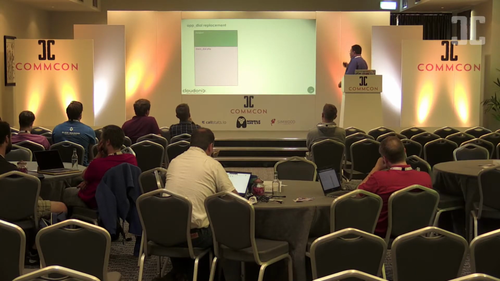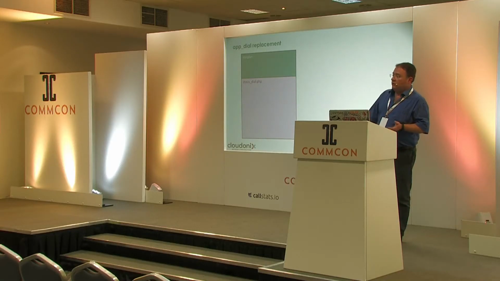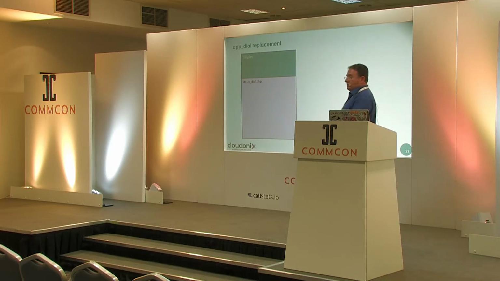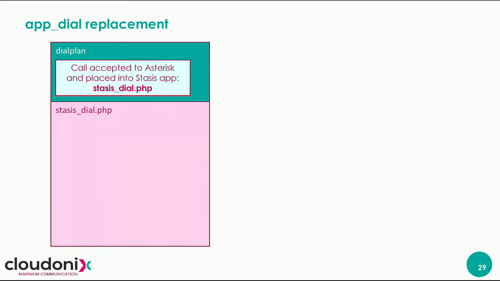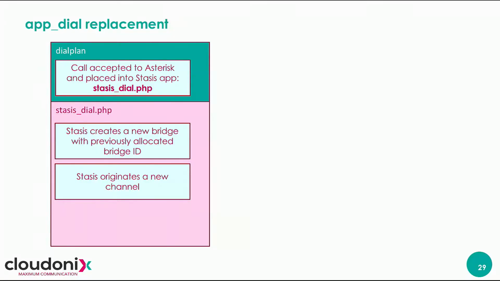The Stasis application that I challenge you to write is an app dial replacement. By the way, if you're going to do this, make sure you can handle multiple concurrent dials at the same time. So, a call should be accepted into Asterisk and connect to your Stasis app. Stasis will create a new bridge. This is how it's supposed to work. We'll create a new bridge according to a previously allocated bridge ID using the Stasis app that you are currently running. At that point, you will originate a call to your destination.